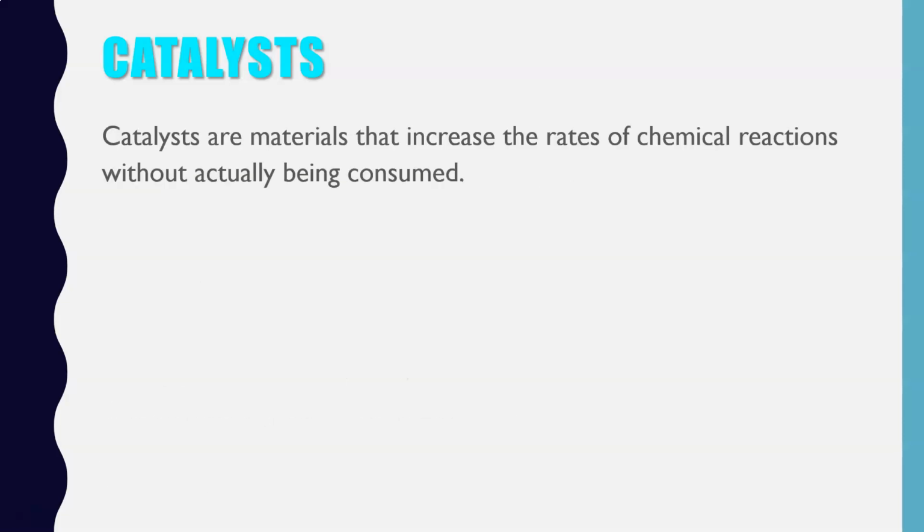All right, we've done temperature, we've done concentration, we've done agitation, and we've done surface area. Our fifth factor that can increase or decrease the rate of reaction is using catalysts. What is a catalyst? A catalyst is a material that increases the rate of chemical reactions without being affected itself. So it's not used, it's not changed, so we say it's not consumed.